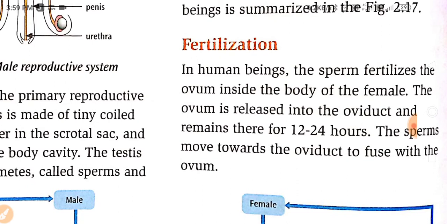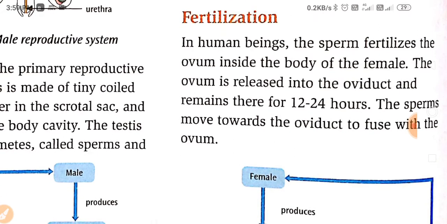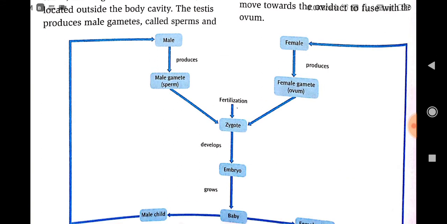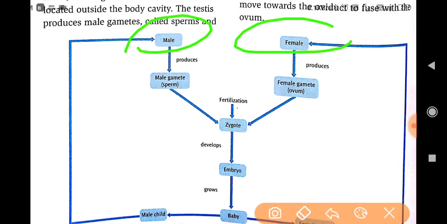The ovum is released into the oviduct and remains there for 12 to 24 hours. The sperms move towards the oviduct to fuse with the ovum. As we read fertilization in plants, now in the case of human beings, watch. So this is the diagrammatic representation: male gamete, female gamete.